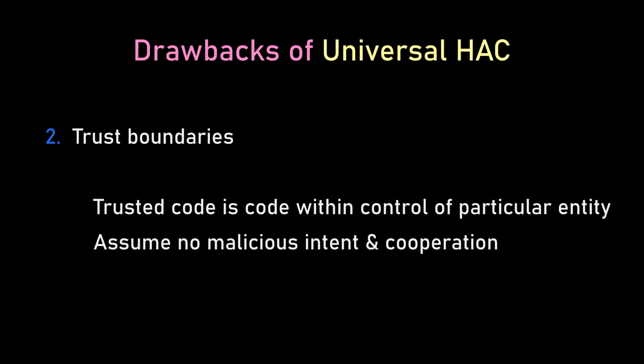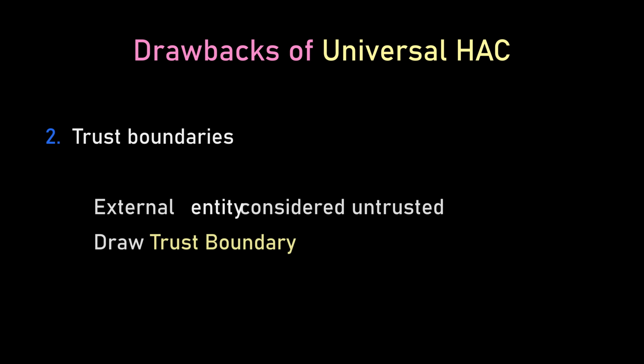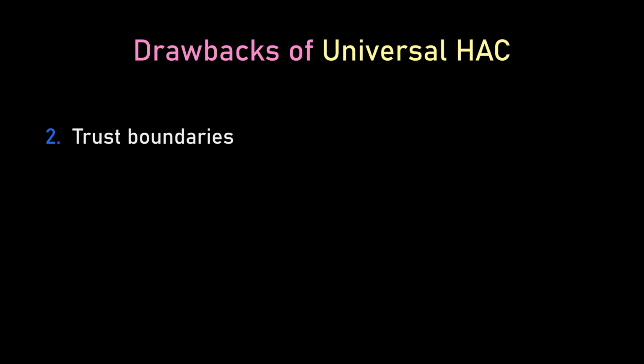Let's explore what it means to talk about trusted code. Trusted code is code that is within the control of a particular entity. We can assume that such code has no malicious intent and seeks to cooperate with the rest of the system. Logic that is within the control of an external entity, on the other hand, is considered untrusted from the perspective of another entity, and we can draw a trust boundary between these two entities.